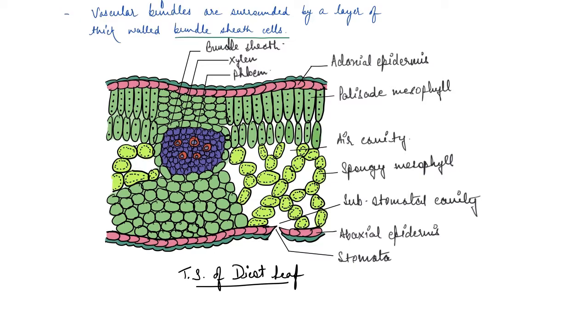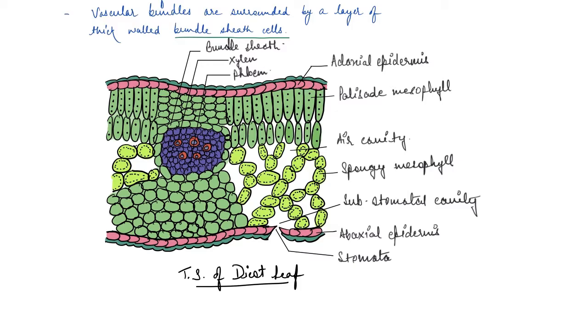Basically, this is the structure of a dicot leaf, right? Now let's see a few more things. Here you can see that the vascular bundle is present, and the vascular bundle is surrounded by the bundle sheath cells. Let me also remind you that bundle sheath cells are part of what? Ground tissues, right? So this is the structure of a dicot leaf.